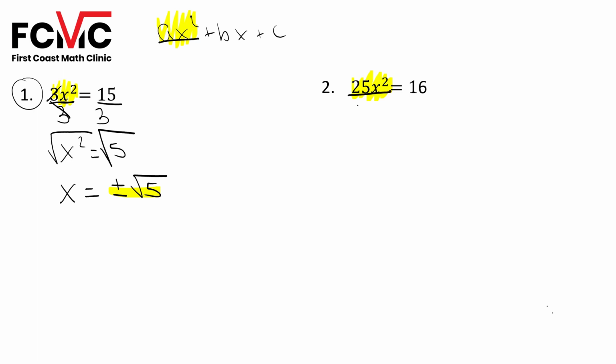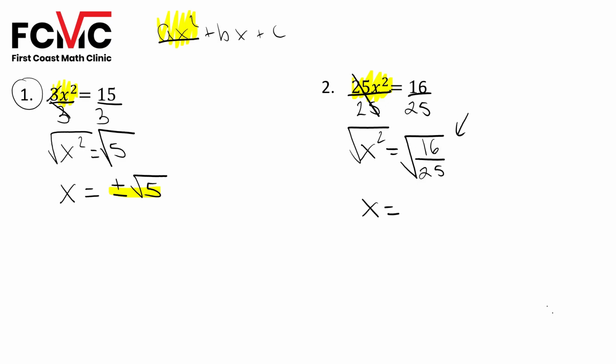Number two, let's divide by 25 on both sides. 25's cancel out on the left, so we'll get x squared equals 16 over 25. Now we'll take the square root of the entire left side and right side. The square and square root cancel out on the left side. On the right side, we could break up the square root, take the square root of the numerator over the square root of the denominator. We know the square root of 16 is going to be 4, square root of 25 is going to be 5, and our answer is going to be positive and negative. So for number two, our answer is positive and negative 4 over 5.